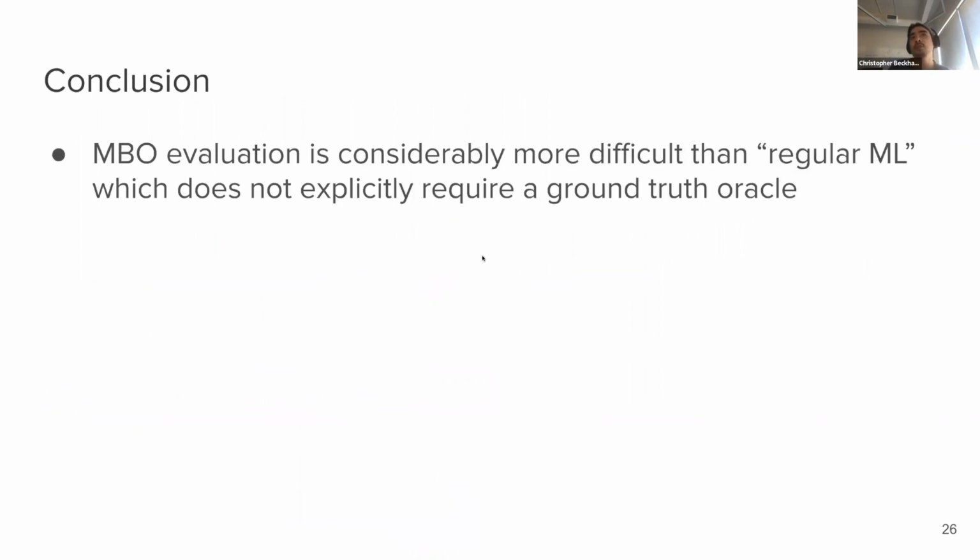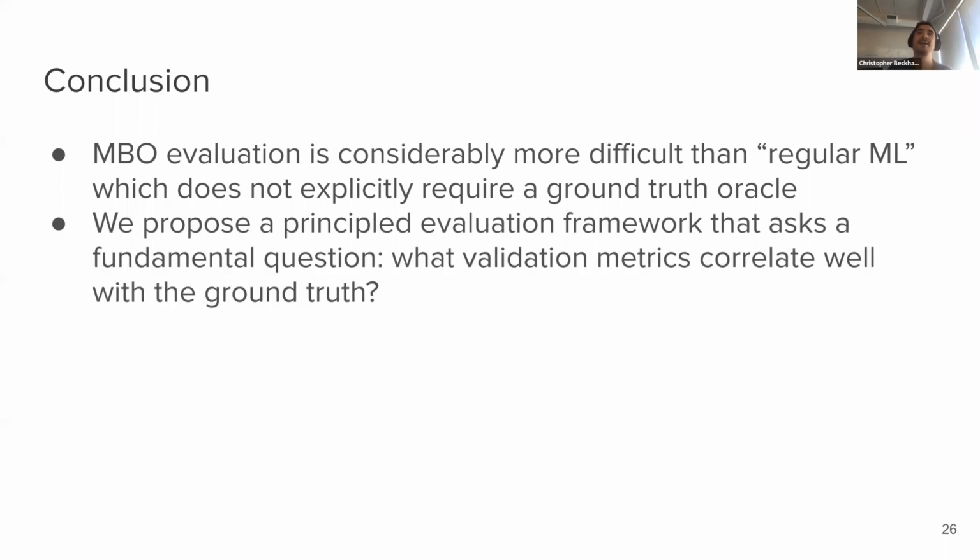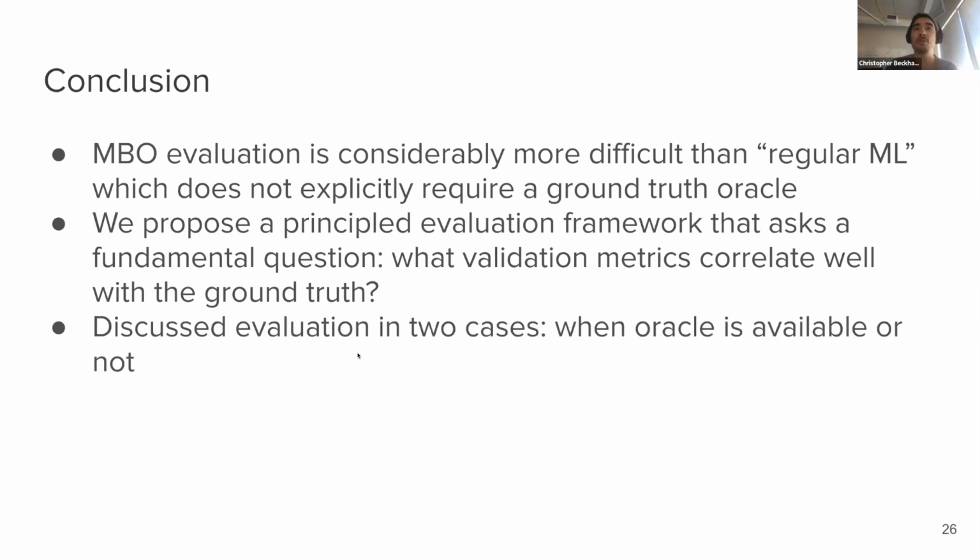So the conclusion is that MBO evaluation is considerably more difficult than what I would call regular machine learning, because you're not evaluating the likelihood of test samples. You're creating your own test samples, and you don't know the labels of them. We have proposed this evaluation framework that asks a fundamental question: what validation metrics correlate well with the ground truth, where we assume these validation metrics are cheap to compute so that we can save money. We discussed two cases: when the oracle is readily available versus when it's not.